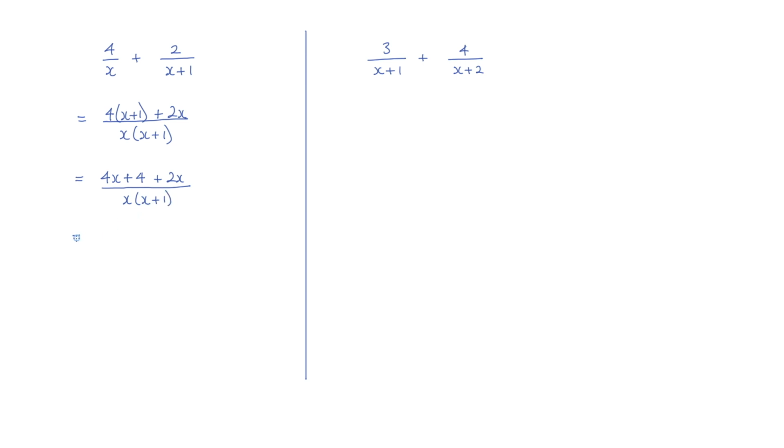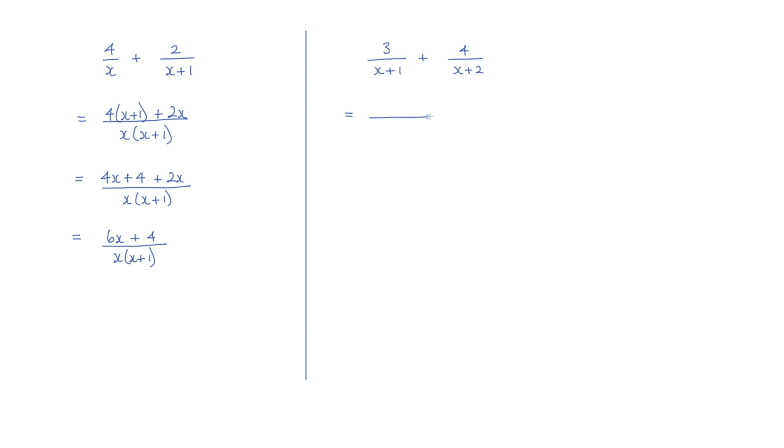And now we can gather like terms. We've got the 4x here and this 2x. So we get 6x plus the 4. That's all over x and x plus 1. So we've finished there. We don't need to do anything else to this fraction. Let's have a look at this second one.